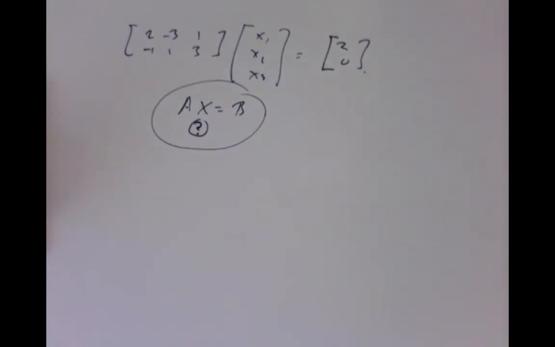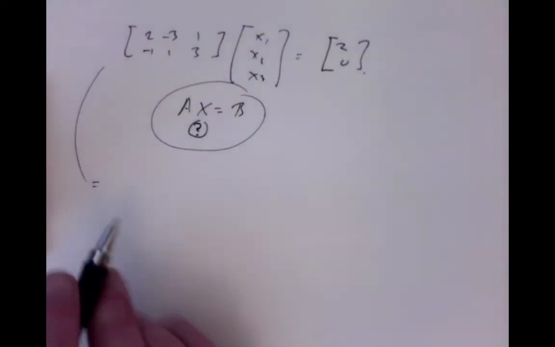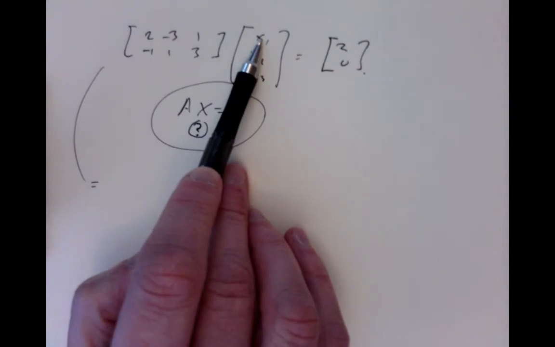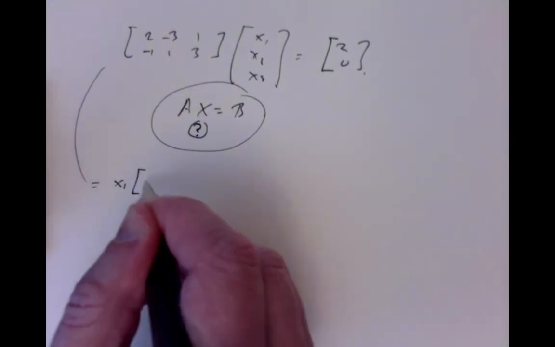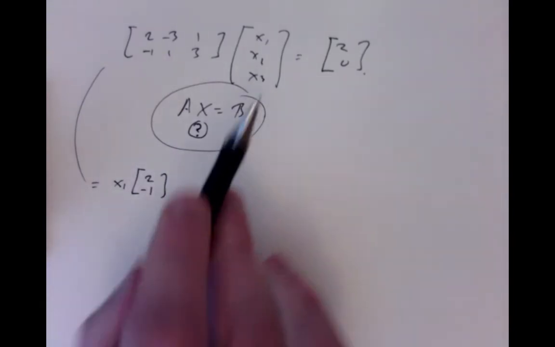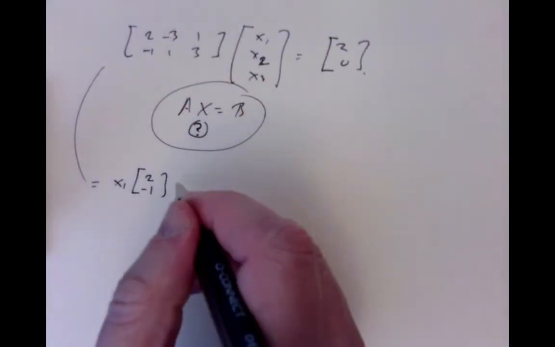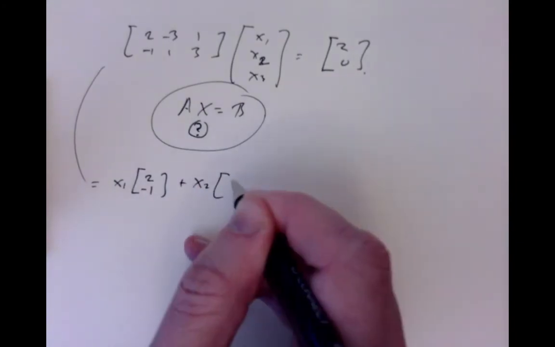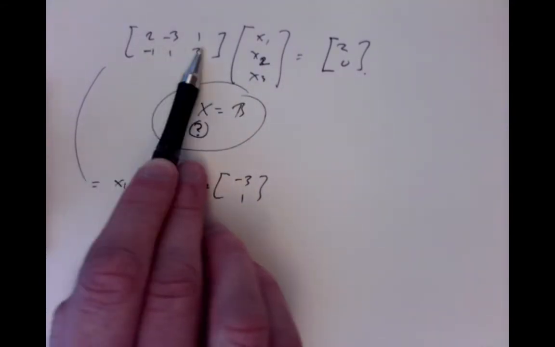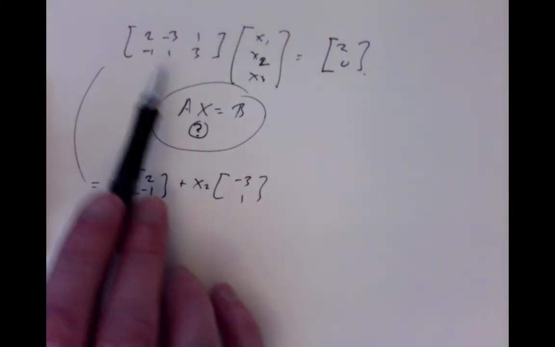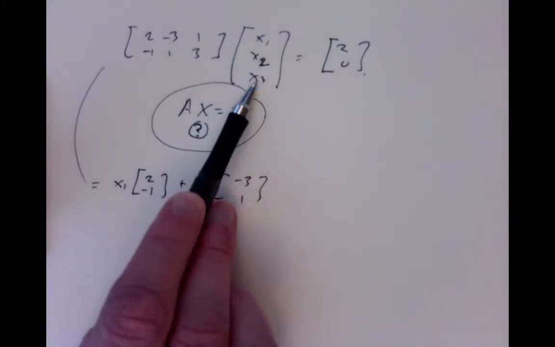Another way to think of it is to write it out by expanding this as x1 gets multiplied by these two guys, and so you could write it as x1 times (2, -1). x2 here gets multiplied by these two, and so you could write that as x2 times (-3, 1). So rather than think of it as row times column, row times column, I can think of it as these columns getting multiplied by these numbers.